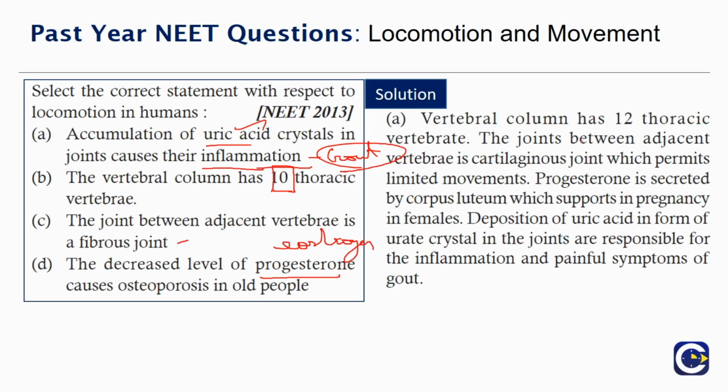The cervical vertebrae are only 7 in number, and the vertebral column has 12 thoracic vertebrae. The joint between adjacent vertebrae is cartilaginous, which permits limited movement. Progesterone is secreted by corpus luteum, which supports pregnancy in females. Deposition of uric acid in form of uric crystals in joints is responsible for the inflammation and painful symptoms of gout. So the answer is option A. So moving on to the next question.